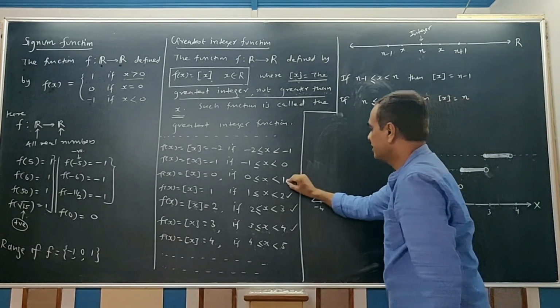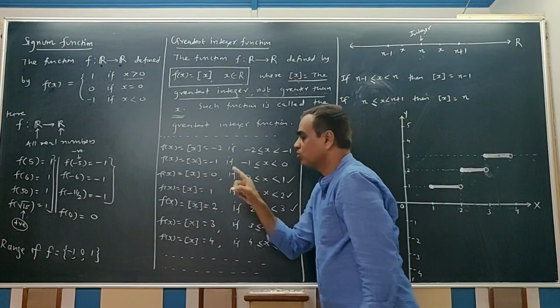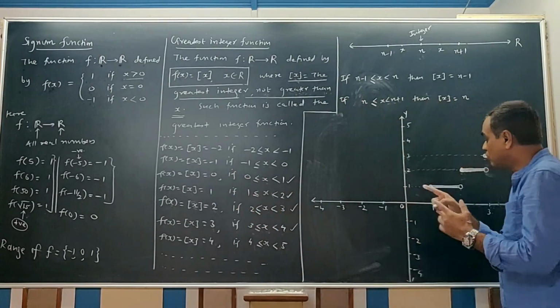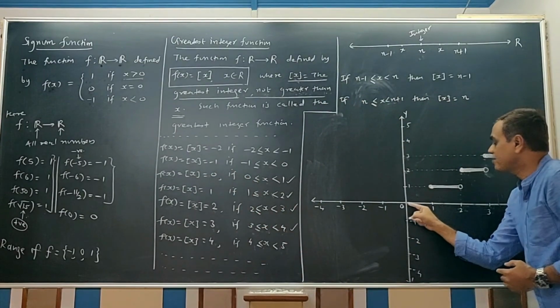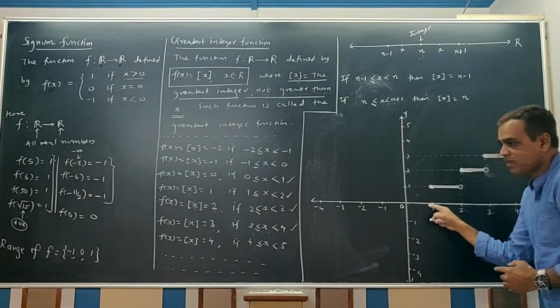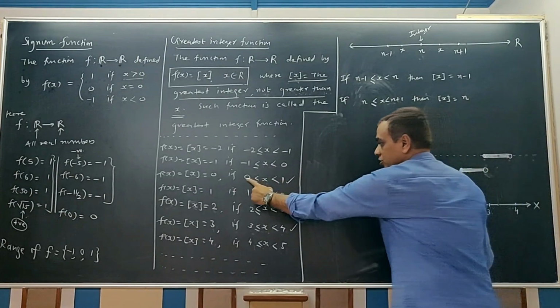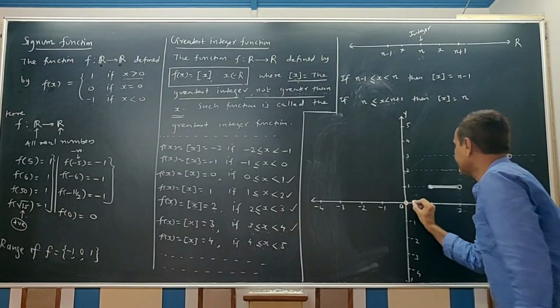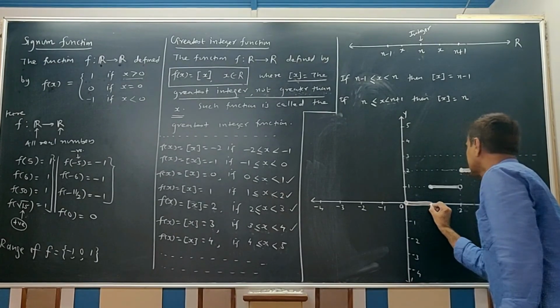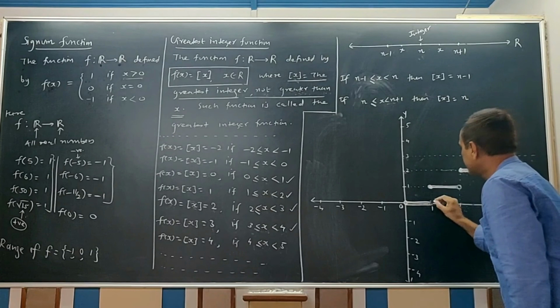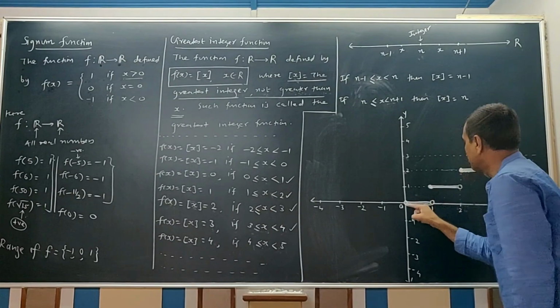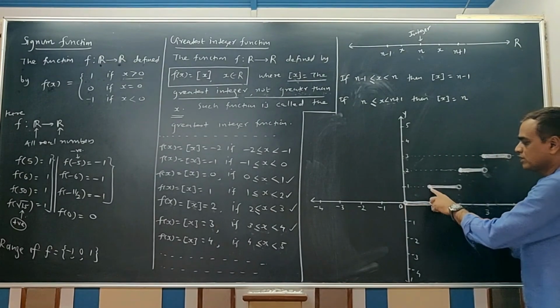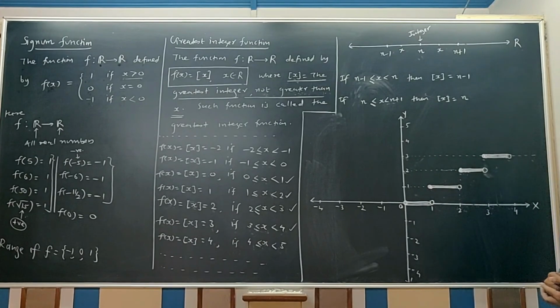Similarly, here y is 0. That means on the x-axis these points have y coordinate 0 and x coordinate 0 to 1. So when x is 1, y is not 0, but for x equal to 1, y is 1. That is discussed here.